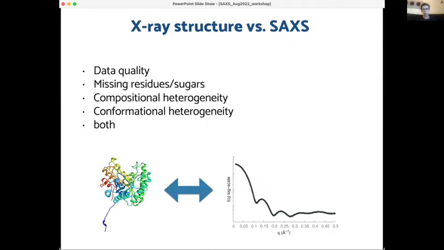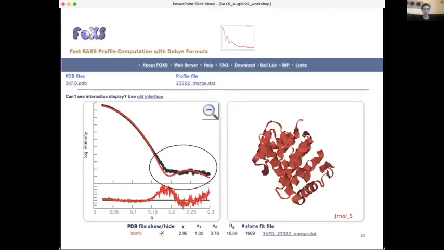And there are several reasons why your calculated profile doesn't fit the data. So first of all, data quality. I'm not going to talk about it; I think it was covered yesterday in the workshop, but you have to make sure that your data is great. The next reason is missing residues, sugars, or other atoms, and we are going to talk about it. It's important. The other two are heterogeneity, compositional and conformational, or it can be both. And I'm going to talk about all those soon. So let's start with missing residues.